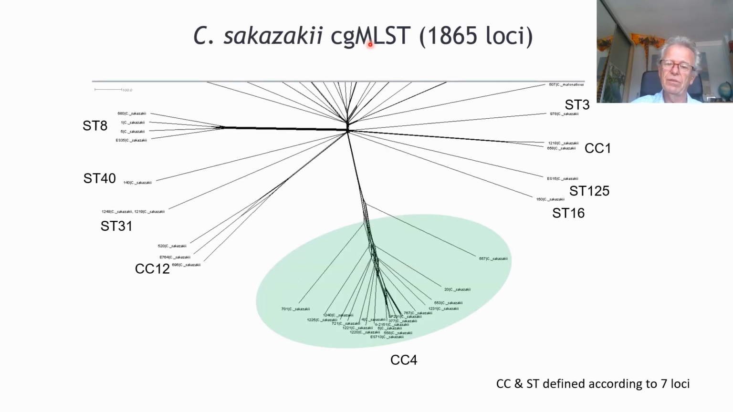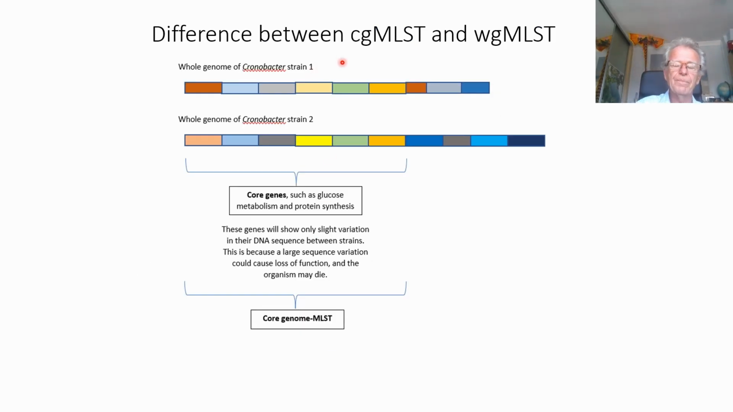If we then expand it to core genome MLST, this is a default one in the pubMLST database of almost 2,000 loci. Again, the same strains cluster together, and this is reflecting the clonality, but it's also reflecting that you're using conserved genes. And that's something which I want to emphasize here, the difference between core genome MLST and whole genome MLST. Much of the work which I've done, published, is often core genome MLST, but we must remember there's far more than the core. The core, if we got 2 strains of Cronobacter here, you got similar genes, a little bit of variety. They're the core genes. They're the glucose metabolism and protein synthesis. They can't alter too much because maybe they'll lose function and then the strain will die. So it'll vary a little bit, but not too much.